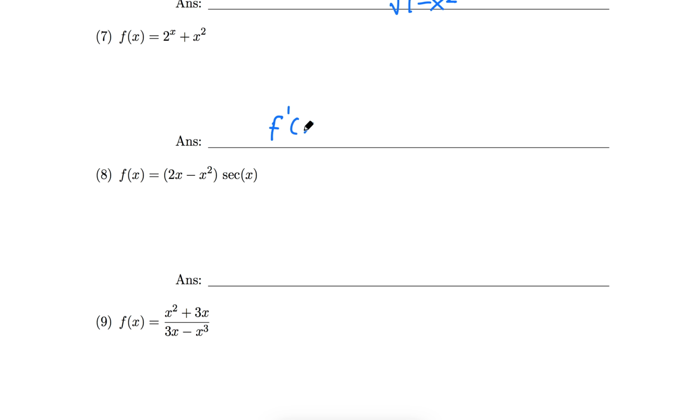Derivative of 2 to the x, exponential rule, is equal to 2 to the x times ln of the base here, which is 2. Plus derivative of x squared, that is the power rule, that's equal to 2x.